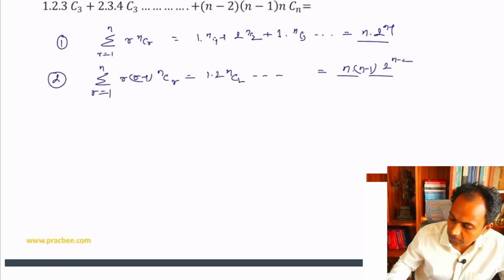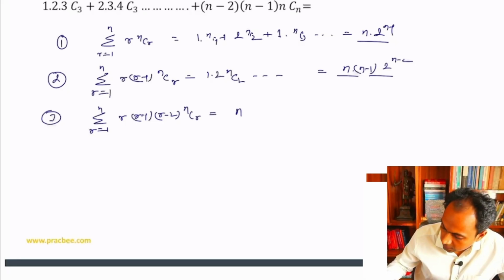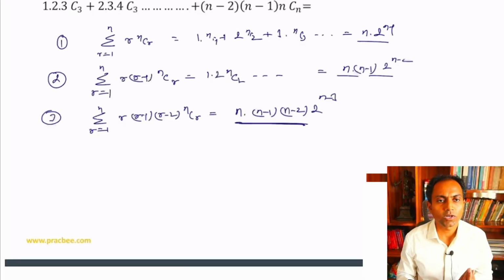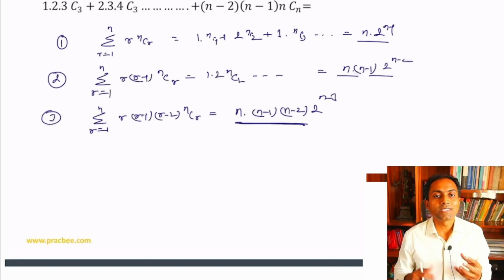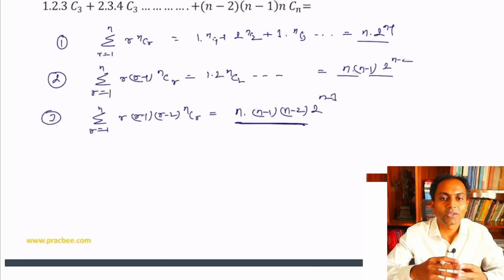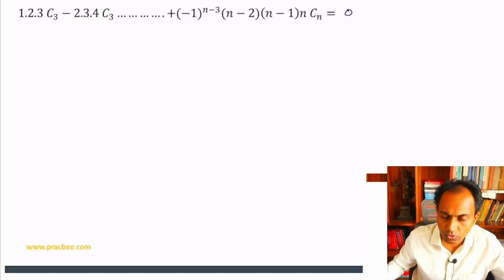So you can see what is happening. If, let us say, we have a series from r equal to 1 to n, r into r minus 1 into r minus 2 nCr, the answer would be n into n minus 1 into n minus 2, 2 raised to the power n minus 3. Now you can understand what is fundamentally happening if I keep on doing this, and what kind of answers I can get. All of these things can become standard results to be used while solving a question. Now let us see how to take this method and make a shortcut out of it.